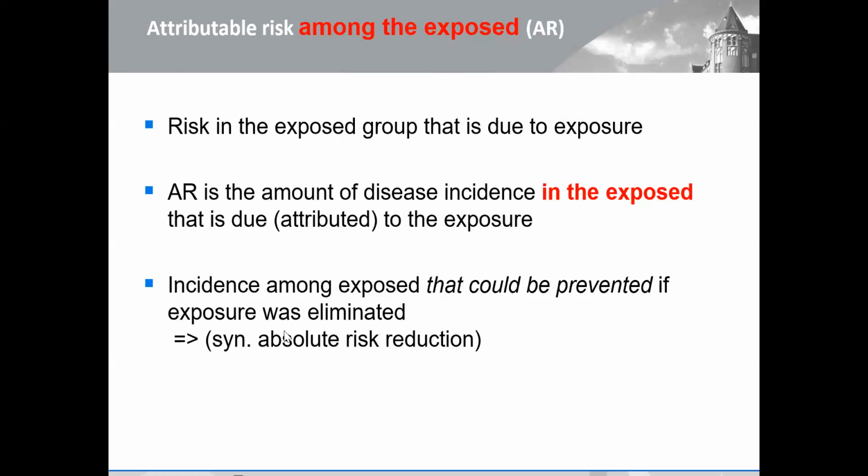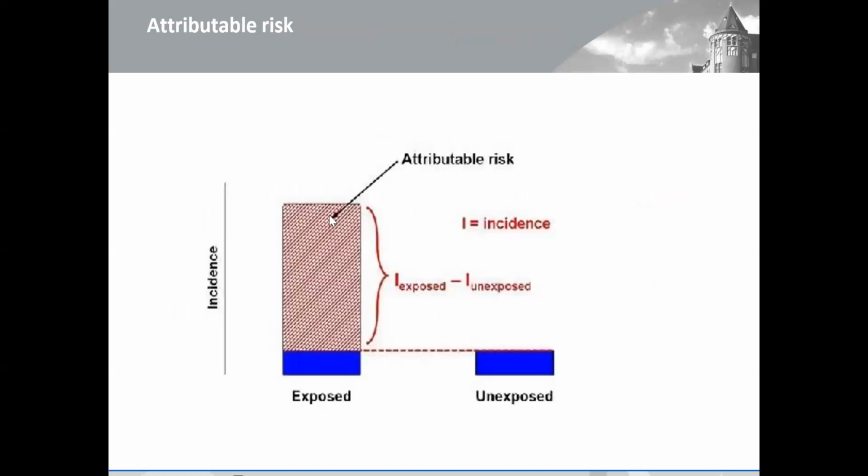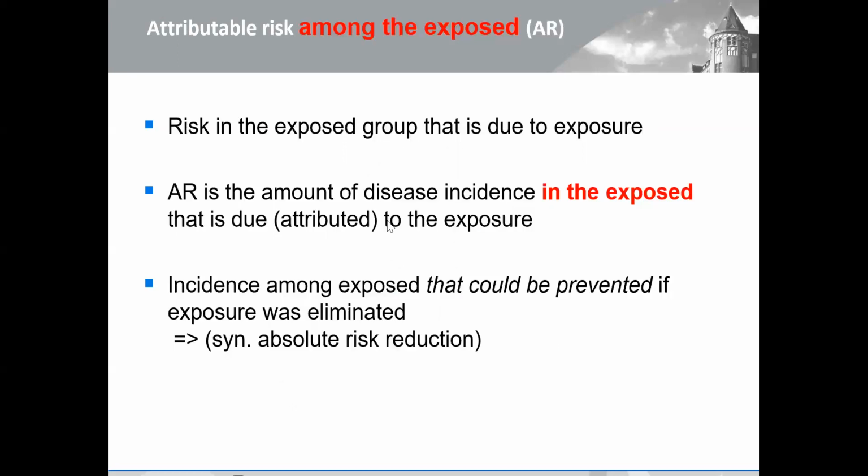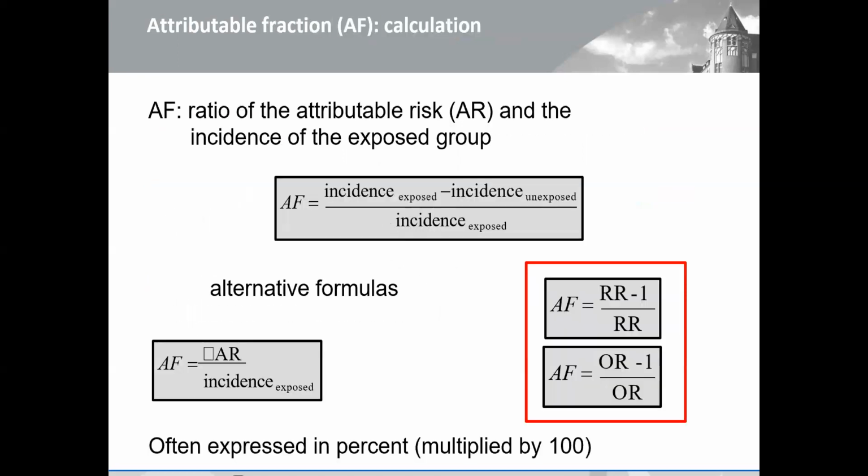And by that, we're just calling that an absolute risk reduction. What is the amount of risk which is going to be reduced if we remove the exposure? So that is the attributable risk. I think it's the same from this graph where we're comparing our exposed and unexposed. And this difference is the attributable risk.